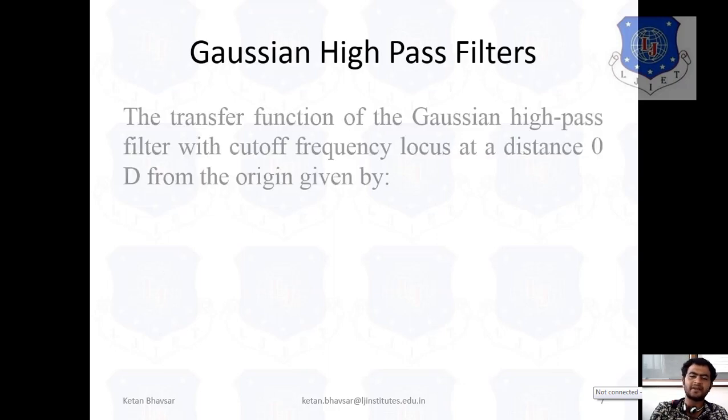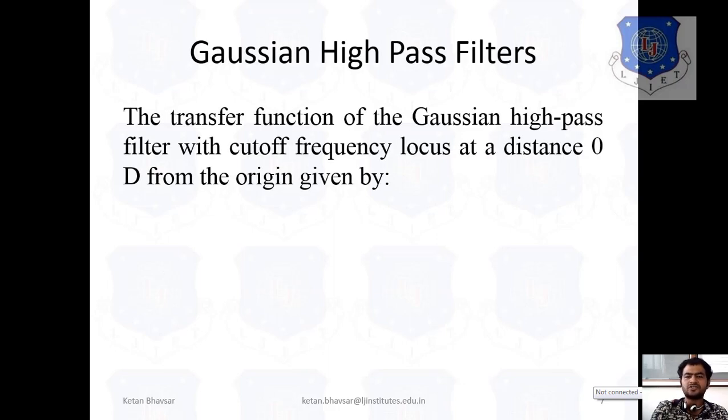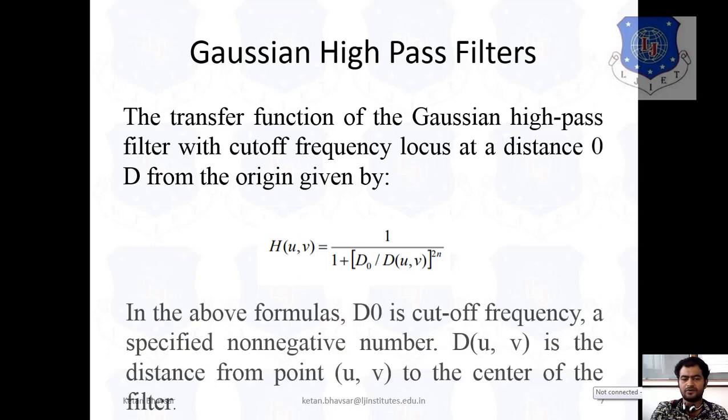Similarly, for the Gaussian high pass filter, the transfer function with cutoff frequency locus at distance D0 from the origin is H(u,v) equal to 1 upon 1 plus [D0 divided by D(u,v)] raised to the power of 2n.